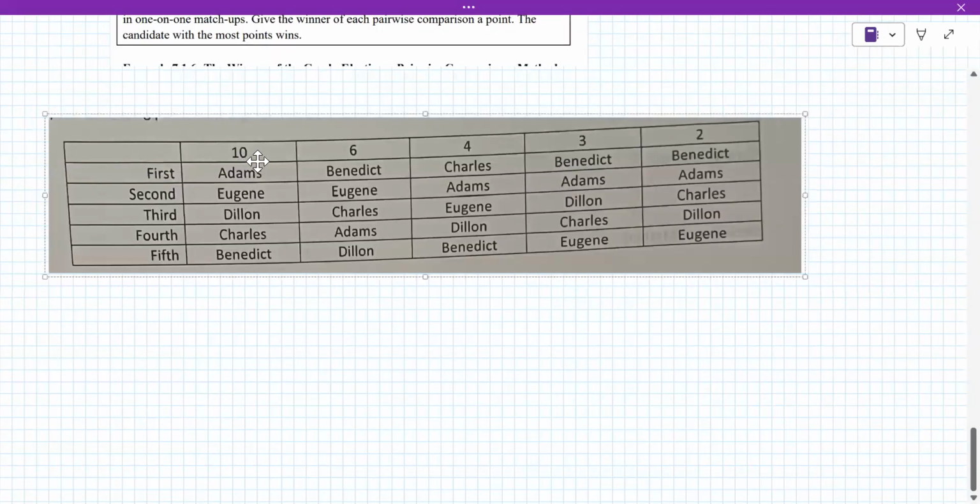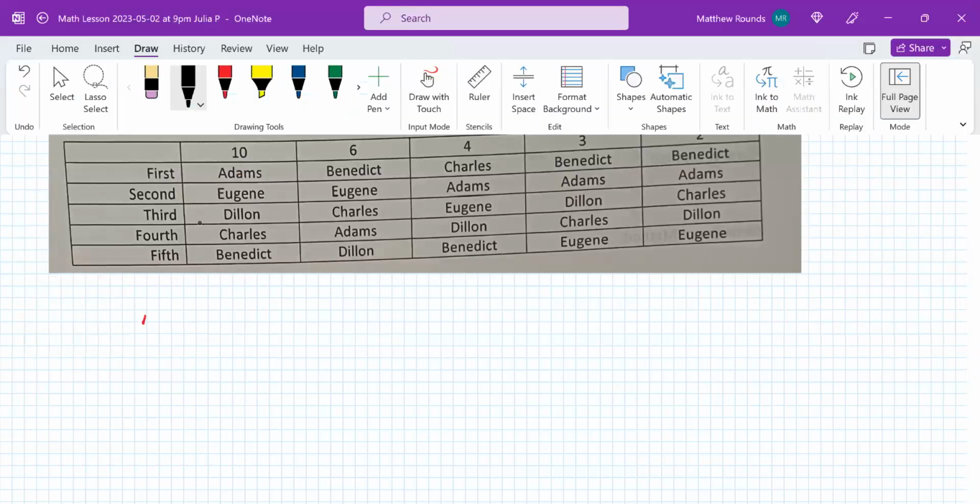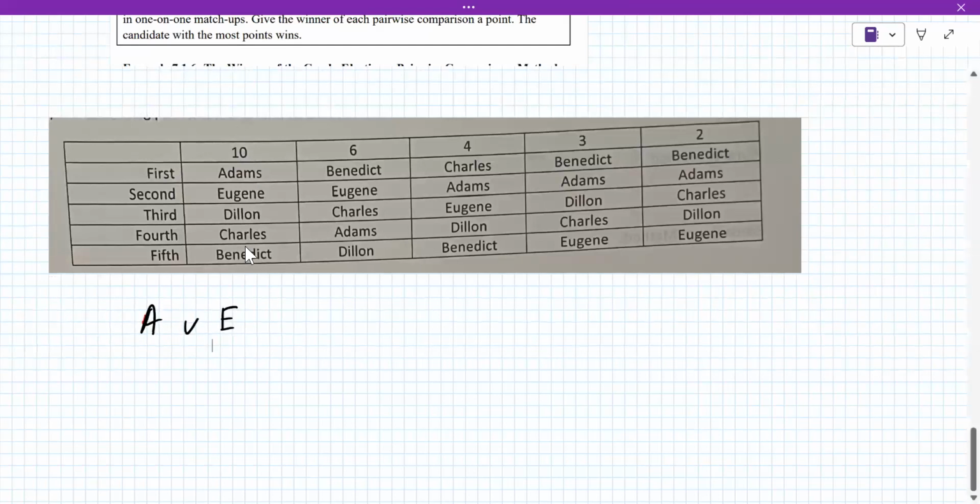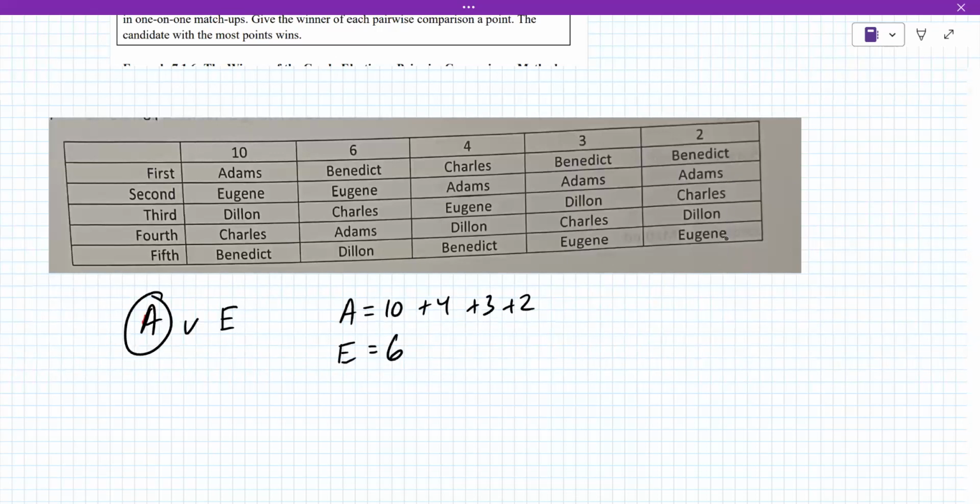Okay, so you start with, and I'm just going to pick Adams, A versus E. Okay. So in the first column here, since Adams is above Eugene, Adams gets the 10 points. Then in the second column, you look for Eugene and Adams. Since Eugene is above Adams, Eugene gets the 6 points. In the third column, Adams is above Eugene, so it gets the 4 points. In the fourth column, Adams is above Eugene, so it gets the 3 points. And then Adams is above Eugene, so it gets the 2 points. So your winner is Adams.